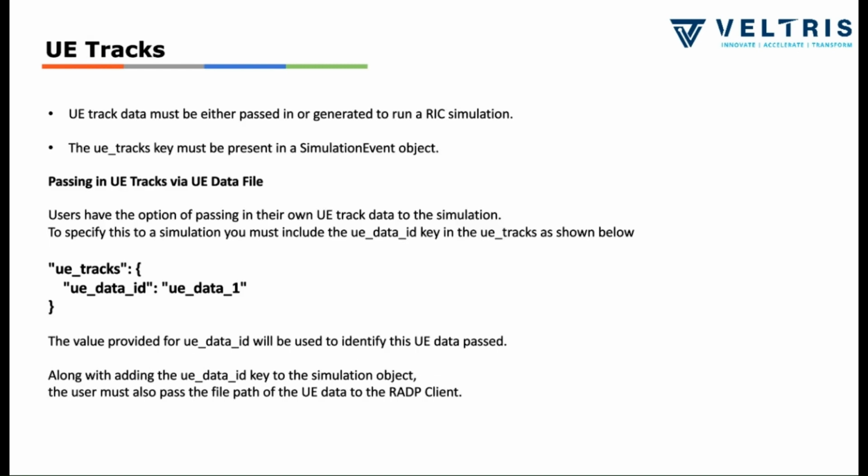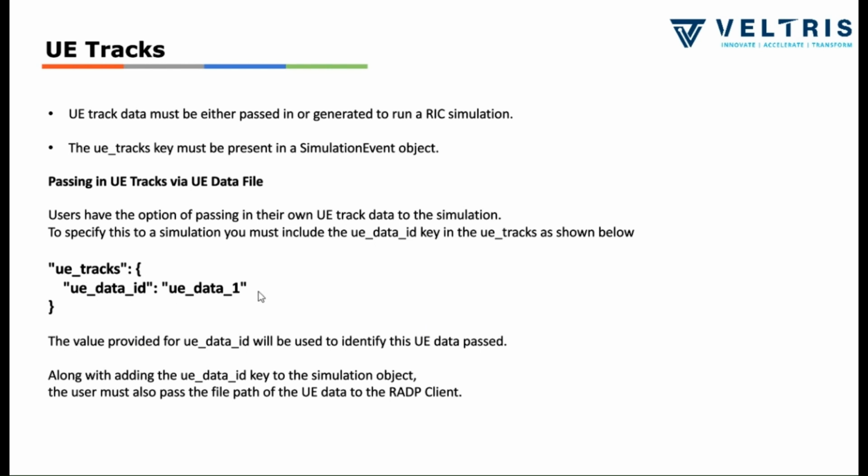Let us look into the UE tracks now. UE tracks data must be either passed in or generated to run a RIC simulation. The UE tracks key must be present in the simulation event object. So while we are passing UE tracks data via a UE data file, we must specify the ue_data_id key as shown below here.